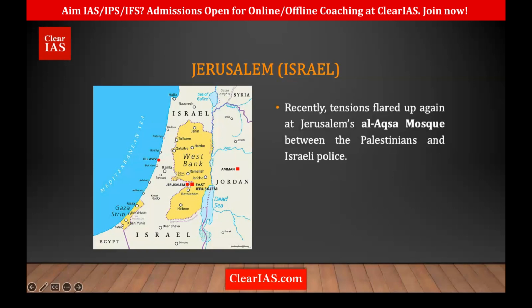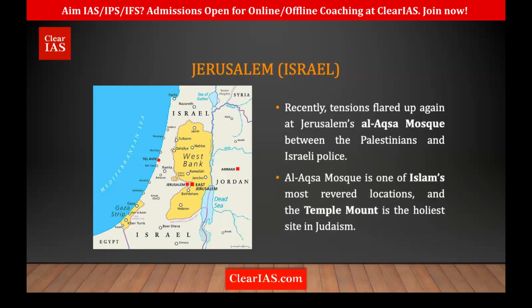And in the Palestinian part, we have East Jerusalem as well. Recently there is something called the Al-Aqsa Mosque. This is the most important mosque for Islam. Recently there were tensions around Jerusalem's Al-Aqsa Mosque between Palestinians and Israeli police. And there's something called Temple Mount near this mosque, and that is the holiest place for Judaism. So everything is around Jerusalem.